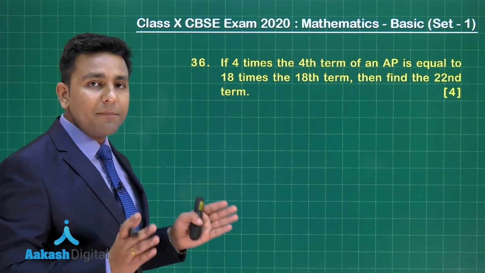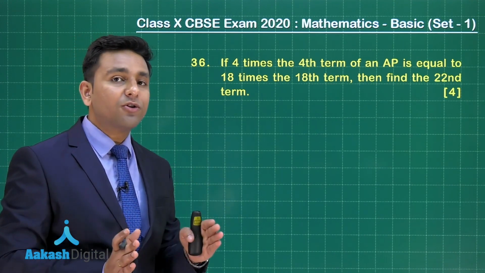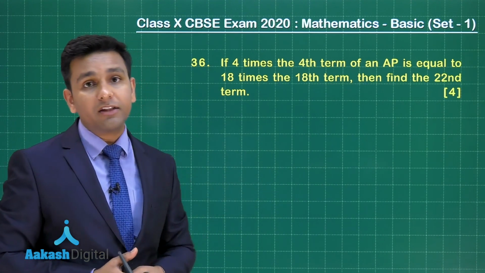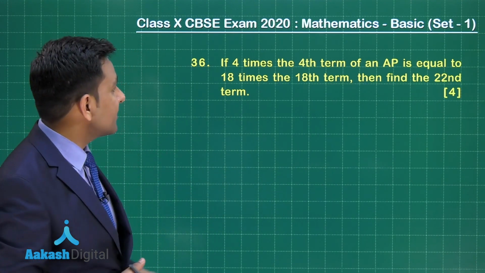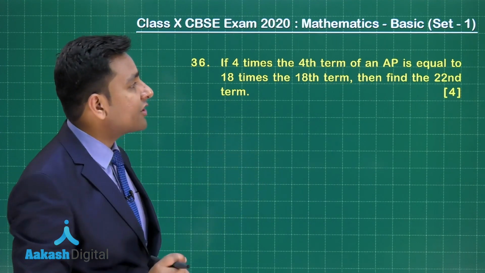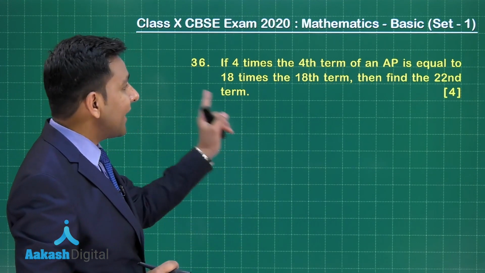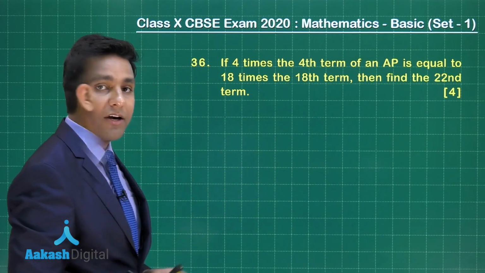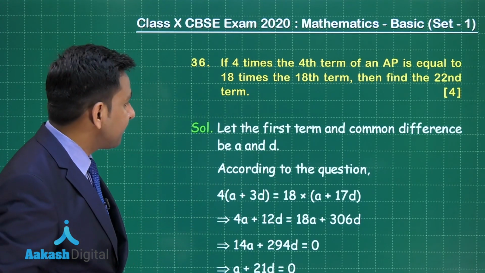This question is from the chapter Arithmetic Progression, based on the formula to find the nth term of any arithmetic progression. And the question says: if 4 times the 4th term of an arithmetic progression is equal to 18 times the 18th term, then find the 22nd term. Let's solve this question.